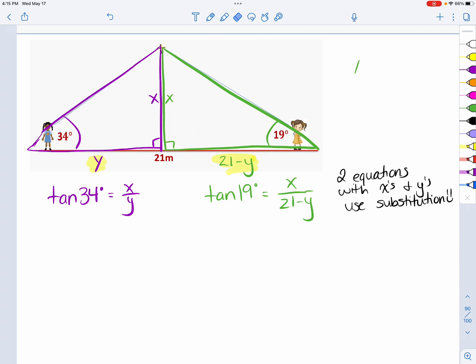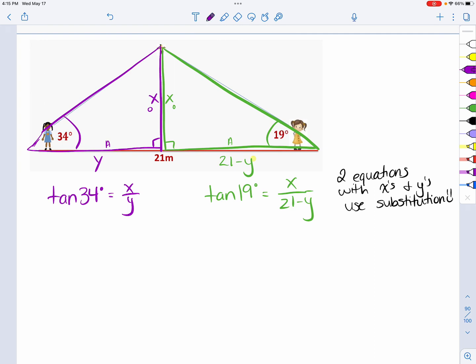From each of those triangles, so from the purple triangle, the sides that I'm working with are the opposite and the adjacent. Same thing in the green triangle, opposite and adjacent. So I wrote down tan equations for both, and you can see in both of them, there's two things I don't know. But that's exactly what our unit 1 was. Two equations, two unknowns. We can solve them with substitution.